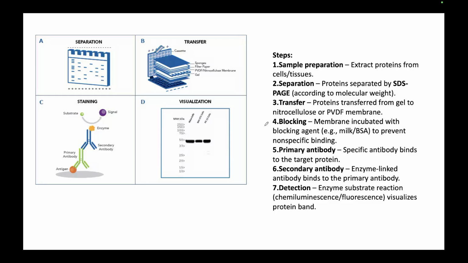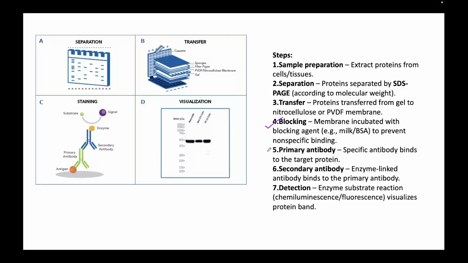Okay, so the blocking is a very crucial step, otherwise you will get lots and lots of binding which could be non-specific. So to prevent the non-specific binding, you do the blocking, after you transfer all the proteins onto the membrane. Then after the blocking is done, you allow your serum to bind with this. Remove the blocking, then add your serum which is supposed to have the antibodies.